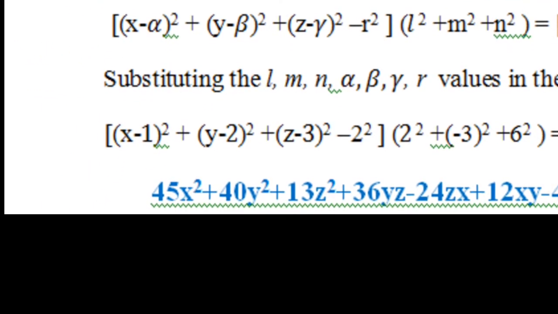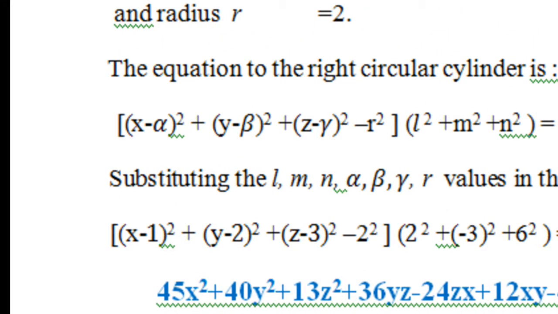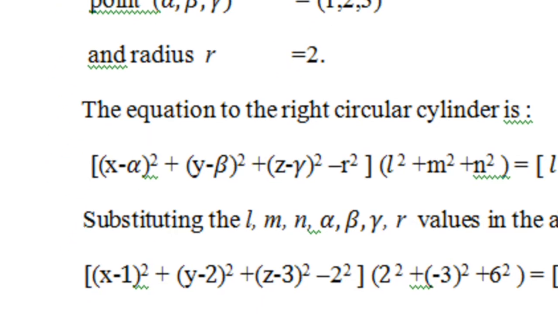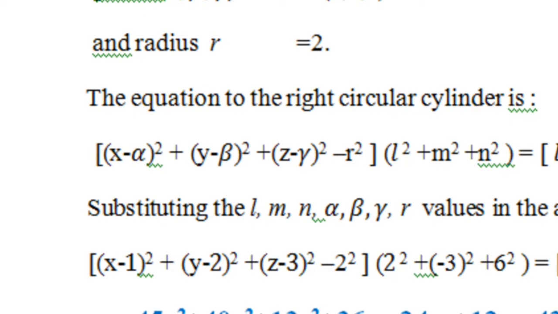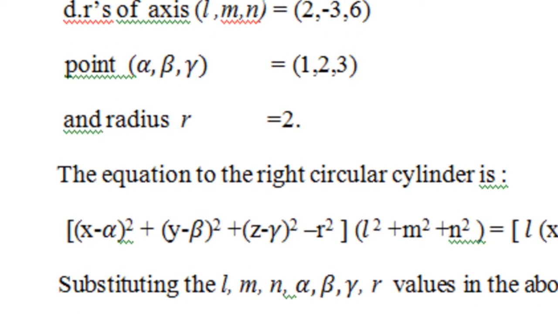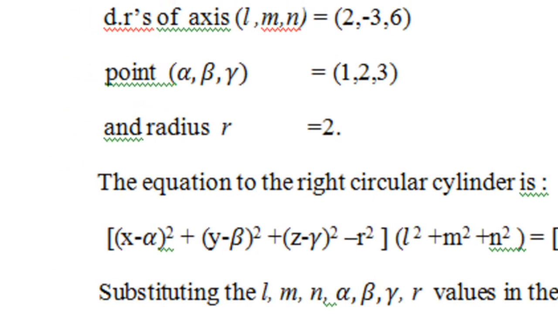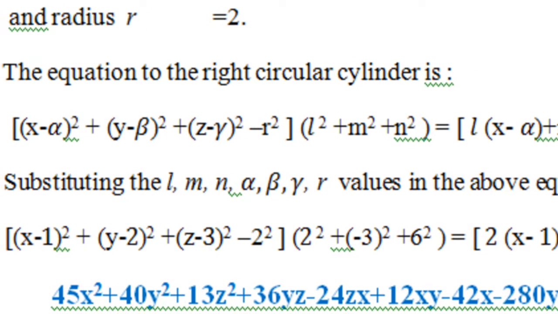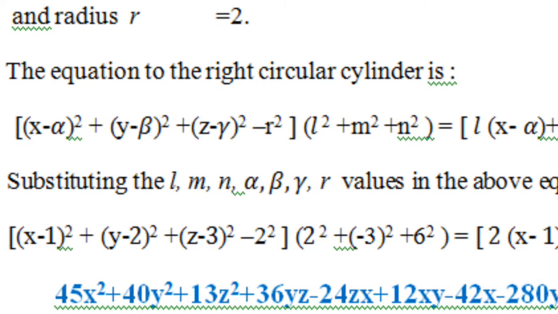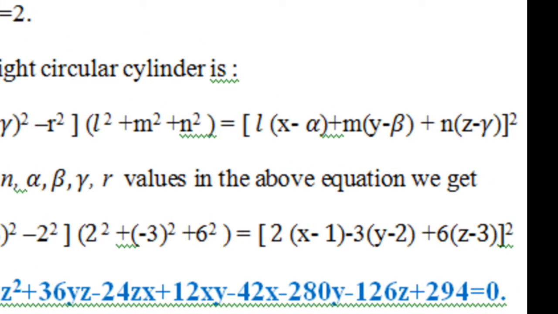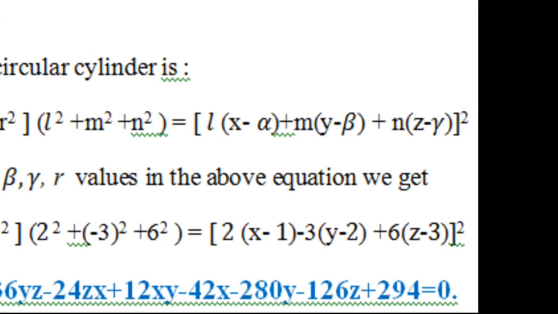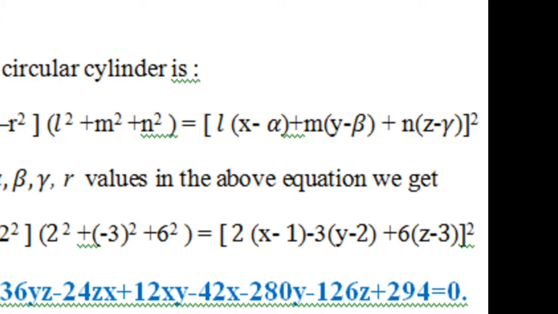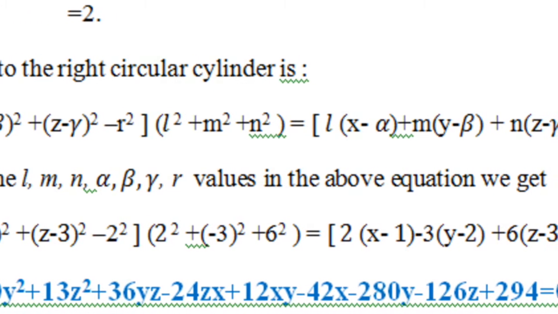So here (x minus alpha) whole square, alpha is 1. So (x minus 1) whole square plus (y minus beta) whole square. Here beta is 2. So (y minus 2) whole square plus (z minus gamma), gamma is 3. So (z minus 3) whole square minus r square. Here r is equal to 2. R square is 4. Right. Into l square plus m square plus n square, that is 2 square plus (-3) whole square plus 6 square is equal to [2 into (x minus 1) minus 3 into (y minus 2) plus 6 into (z minus 3)] whole square. Now we have to expand this one and simplify.